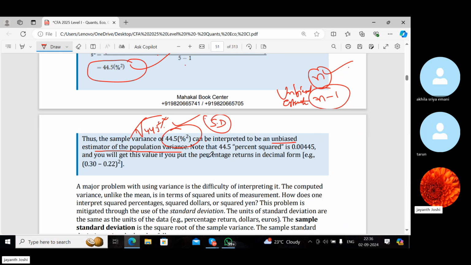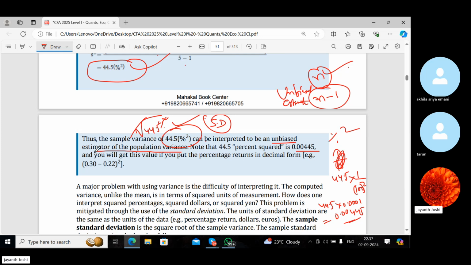Okay. So note that 44.5% squared is this, because percent squared, 1 by 100 squared. Any number, if you want to make it a percent, is divided by 100, right? So if you take 1 by 100 squared, it is 1 by 10,000. 44.5 into 0.0001 is 0.00445.